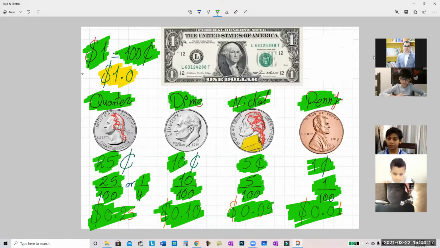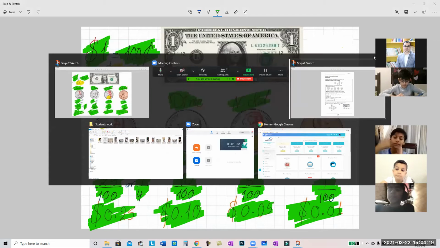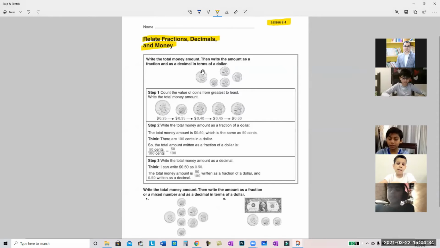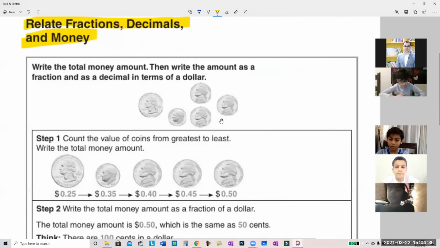Okay, so let's go back to our sheet, page number 4. This lesson is lesson 9.4, and it's talking about relating fractions, decimals, and money. Okay, now let's see this amount.